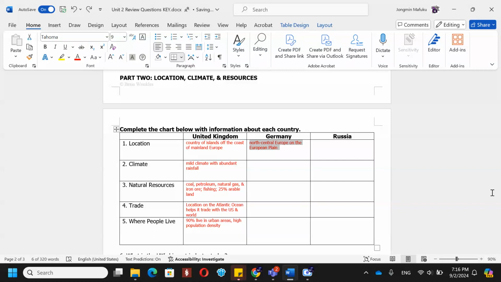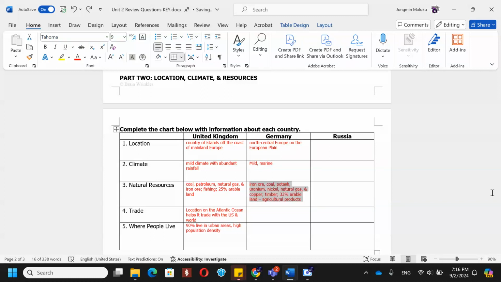Now, let's move on to Germany. Germany is in North Central Europe on the European Plain. We also talked about how Germany is the heart of Europe, being connected to multiple European countries, making trade easy. When it comes to climate, it's just a mild marine climate. Natural resources: iron, coal, potash, uranium, nickel, natural gas, timber, and 33% arable land.